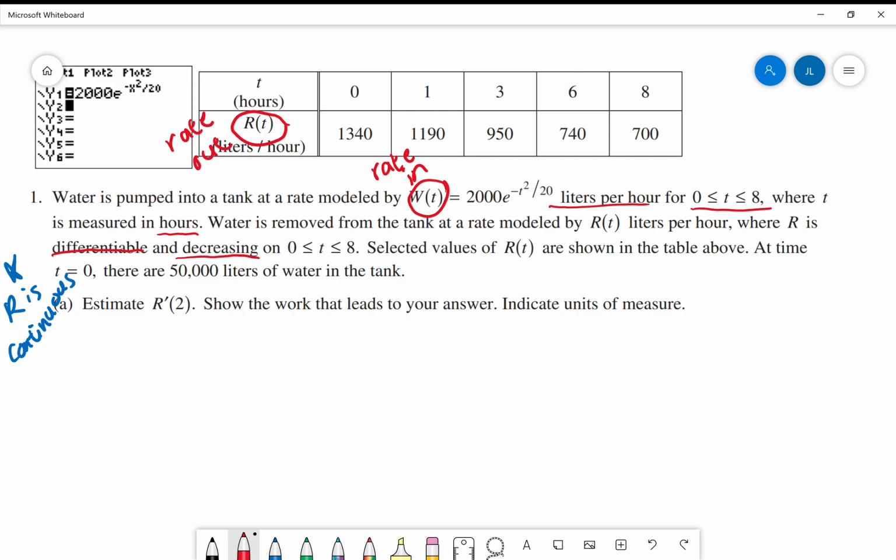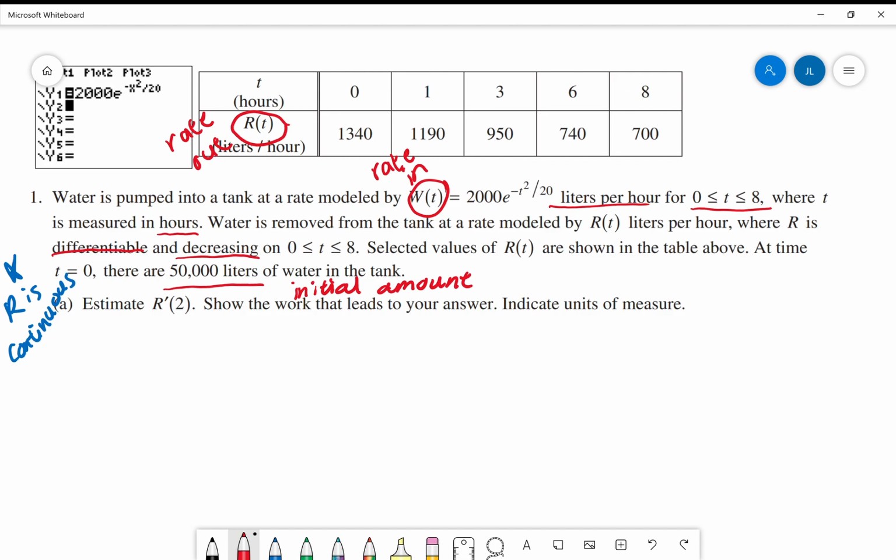At time t is equal to 0, there are 5,000 liters of water in the tank. Here, this is your initial amount. You always want to label the initial amount so that you don't forget about it in other parts later on in the question. Part A, estimate R prime of 2.